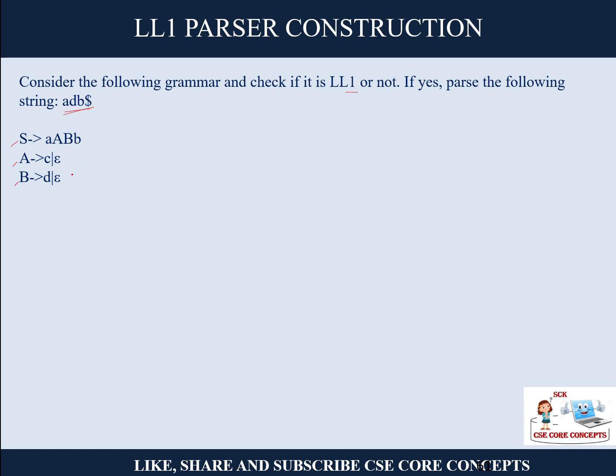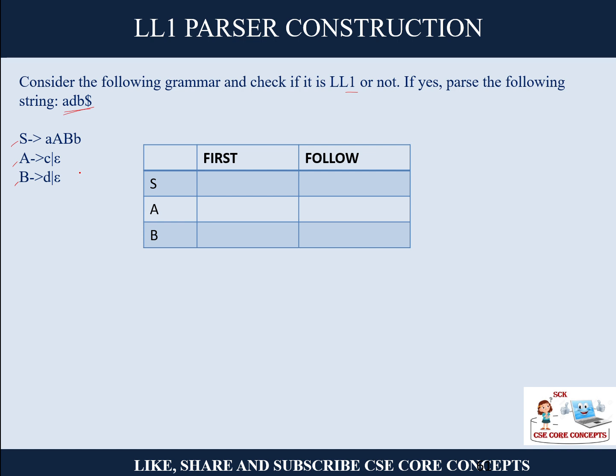So let us find out the first and the follow of each of them. To start with S, the first of S is a; we can see the first terminal which is used, that is a. Thereafter, for A we have two terminals, that is c and epsilon, and for non-terminal B we have d and epsilon. Fine, all good as of now.